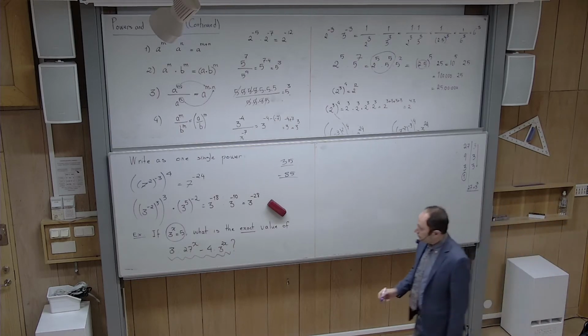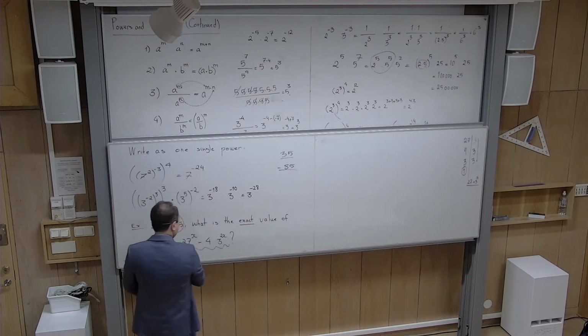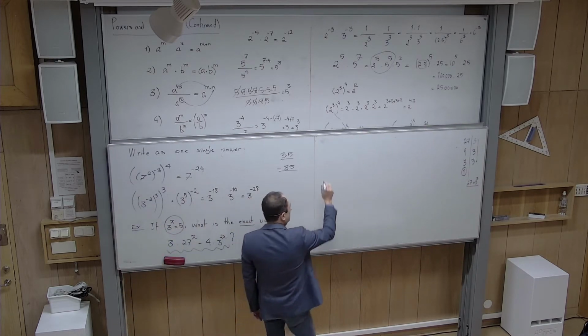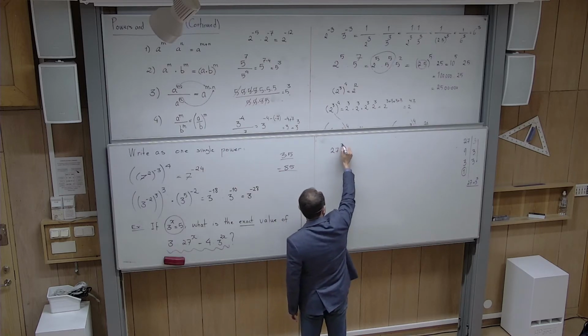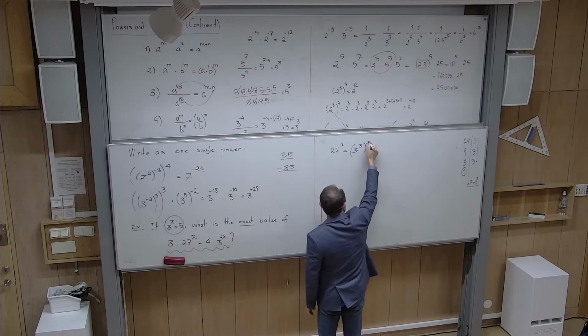So let me see how this is useful. These are scratch works. So 27 to power x. Instead of 27, what can I write? I can write 3 to the power of 3, and then I have another power of x there.